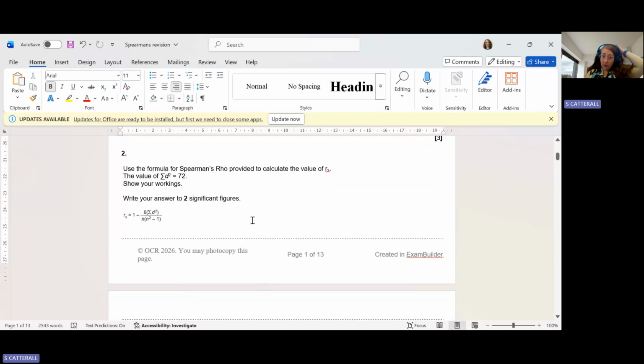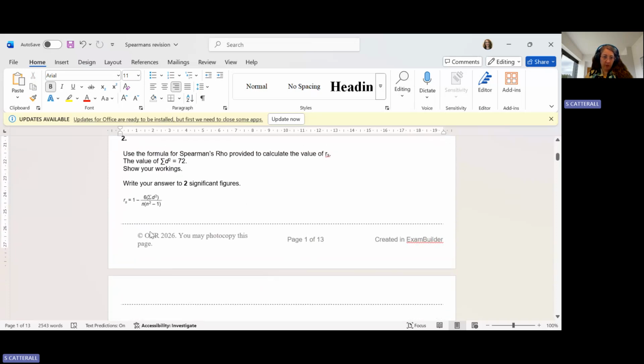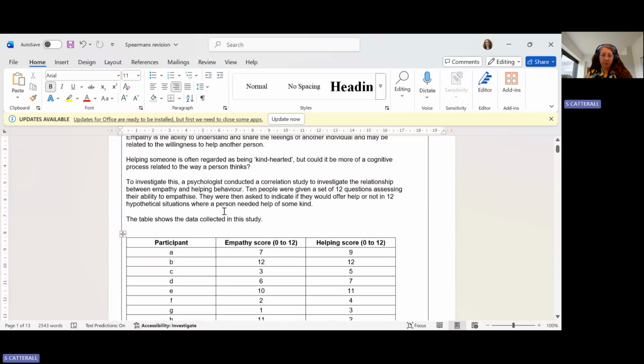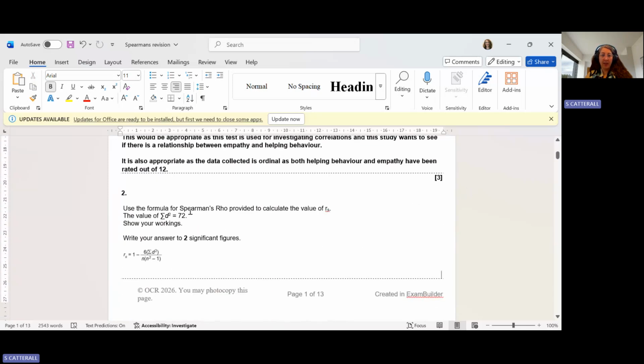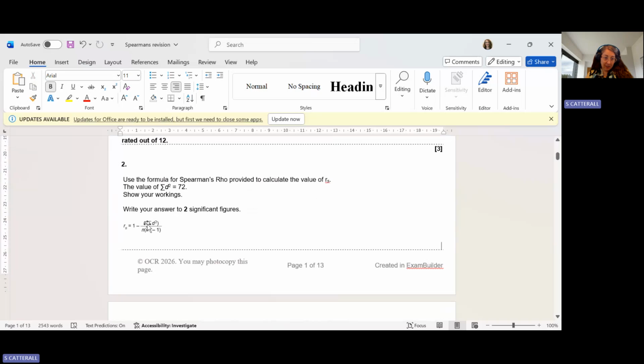And then we've got: use the formula for Spearman's rho provided to calculate what the answer would be, which is what rs stands for. And then we've got the value of this bit is 72, work out the rest. Now, this is really lovely because they've done most of it for you. Usually you would rank both of these, then find the differences, then square the differences, and then total them all up and get this figure here. So that's already been done for you. So that's this bit in the bracket.